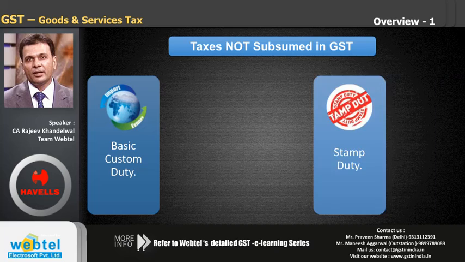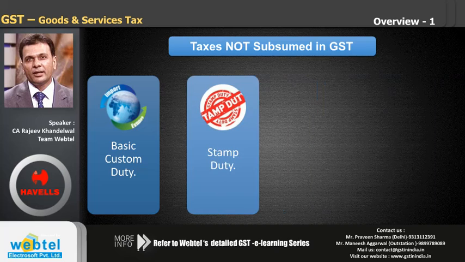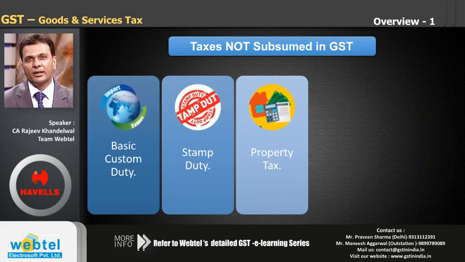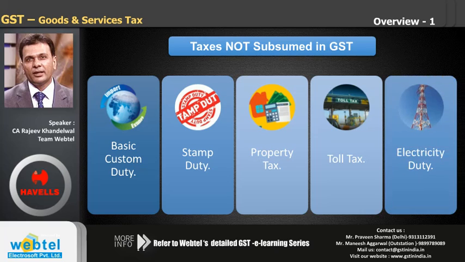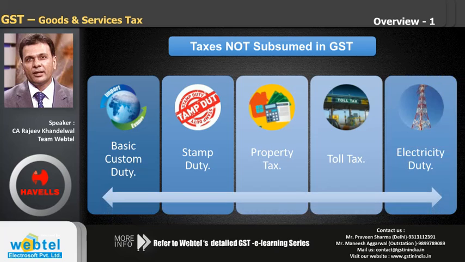Similarly, the stamp duty you pay in various states for transfer of property, property tax, toll tax, electricity duty, etc. All these taxes are not subsumed in GST and they will continue to be levied.